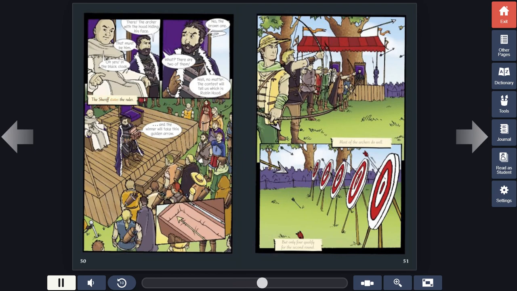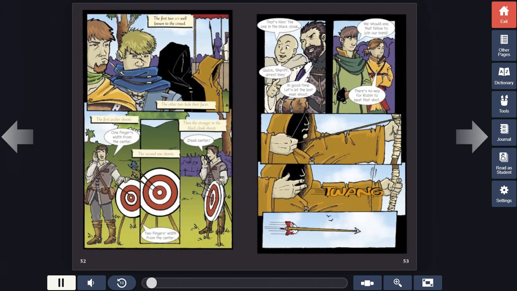The sheriff states the rules. And the winner will take this golden arrow. Most of the archers do well, but only 4 qualify for the second round. The first 2 are well known to the crowd. The other 2 hide their faces.